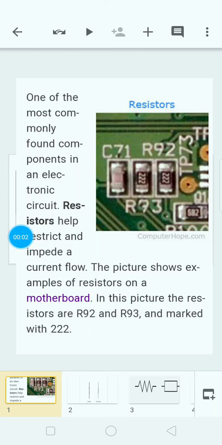Hello students, today we are going to learn a new chapter, that is Study of Components and Circuits, chapter number 6. So our first topic is resistor. So what do you mean by a resistor? A resistor is an electrical component that limits the flow of electric current.